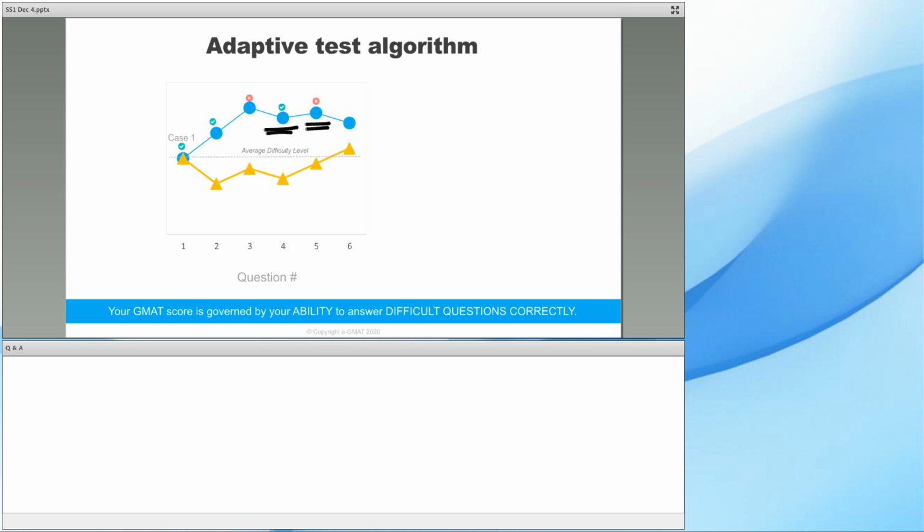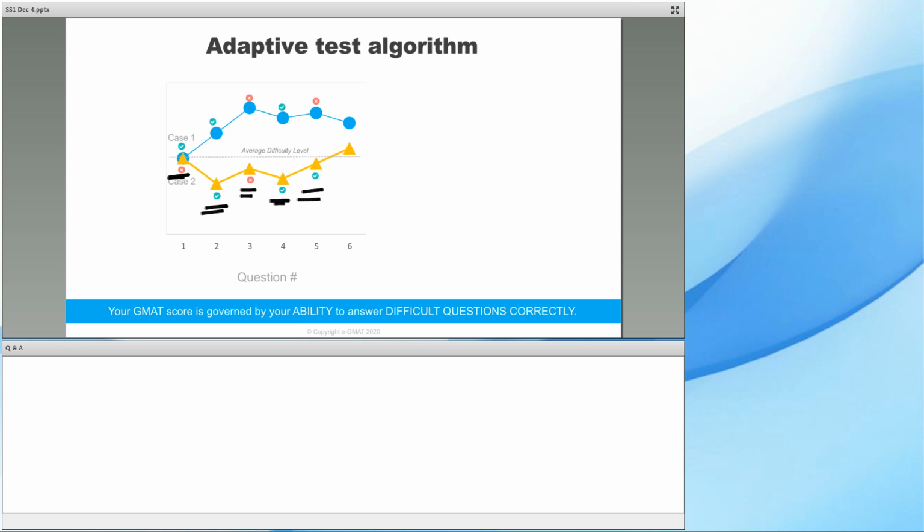Let's now go to case 2. Case 2 gets the first question, of medium difficulty, gets that wrong, then gets a second question, which is easier, and gets that right. The third question is slightly higher, a bit more difficult, and he gets that wrong. He gets the fourth question, which is easier, gets that right, and gets the fifth question right as well.